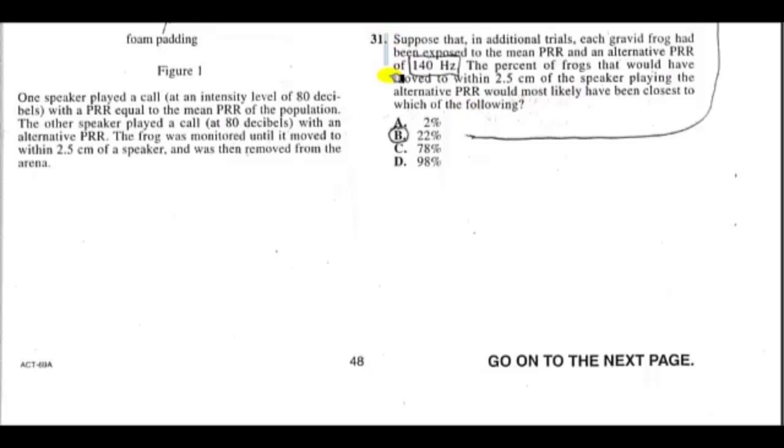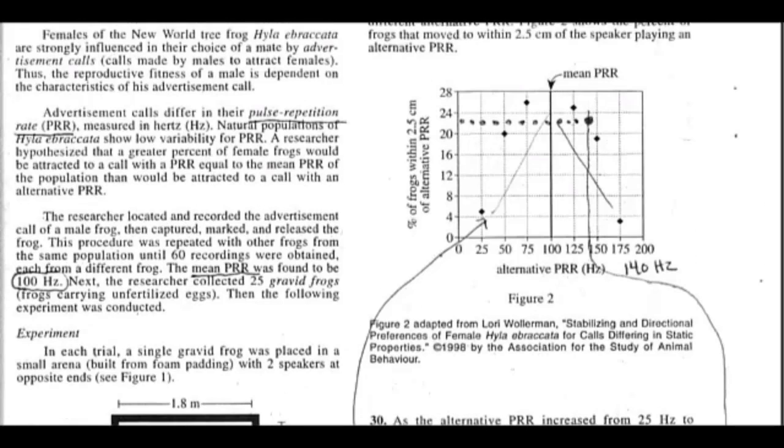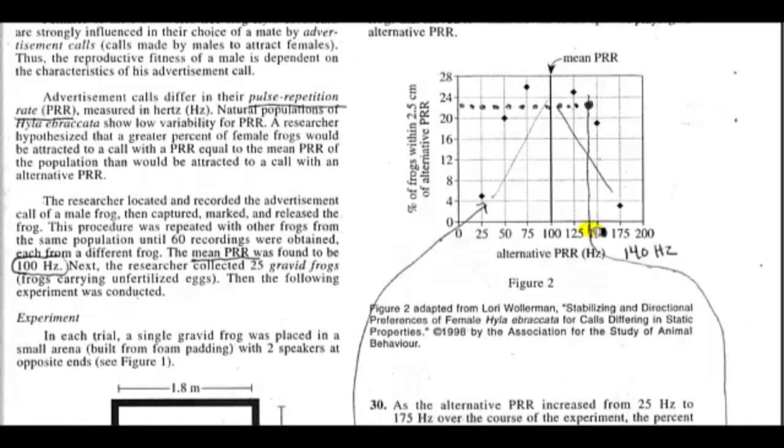Here is what they're asking you to do. You need to kind of put this in your own words. They're adding a new trial here of 140 hertz. So we're going to need to go up into figure 2 and find 140, which is right here. And see that 140 falls in between 150, of course, and 125. And you see at 150, we're basically right around 19. See that?